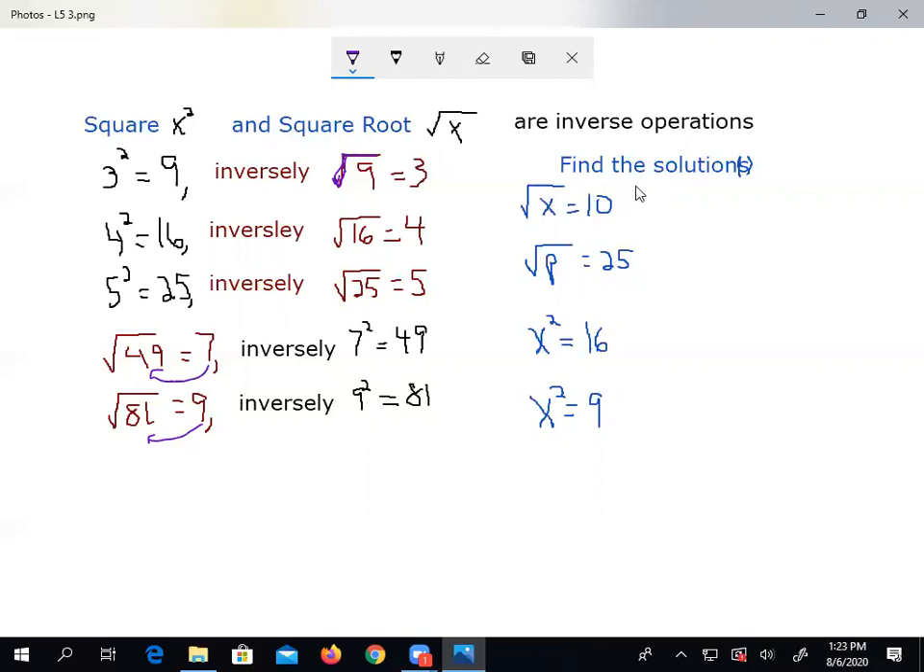So let's find the solutions to the following problems. The square root of x equals 10. So what this is asking you basically is, what did you square to get 10? So if I want to see this from the other direction, I could say, well, 10 squared gives me what x is. Gets me back to the beginning. So that means the answer would have to be 100. So the square root of 100 would be 10, and that does check out.